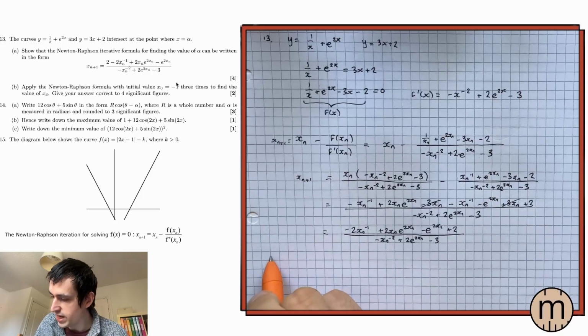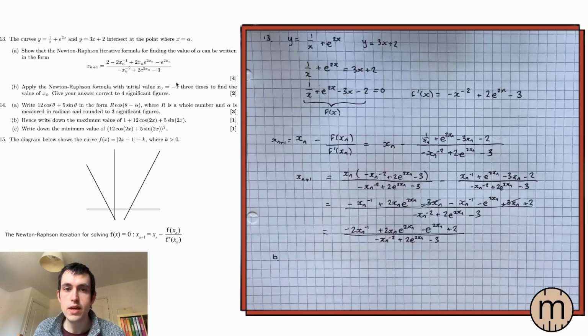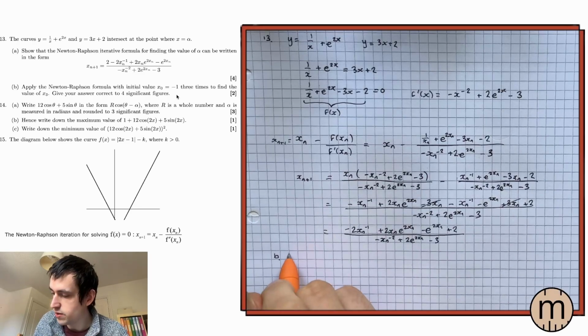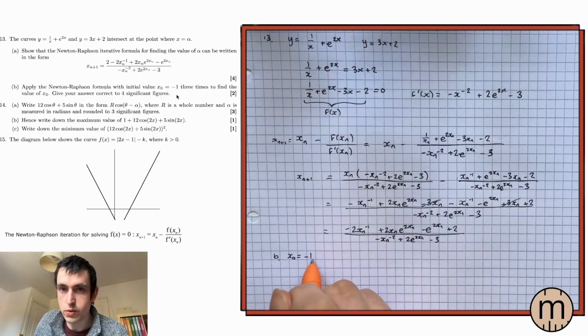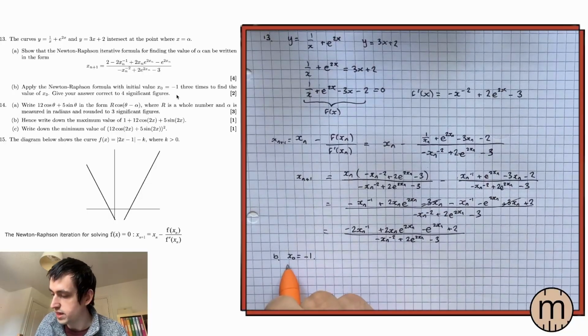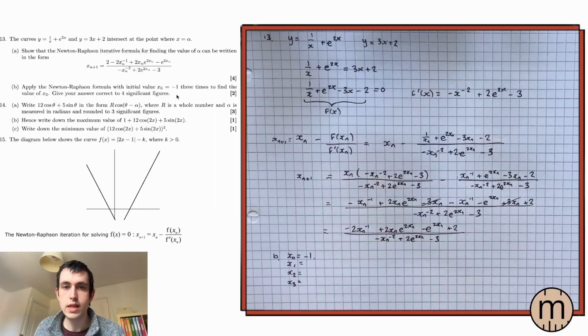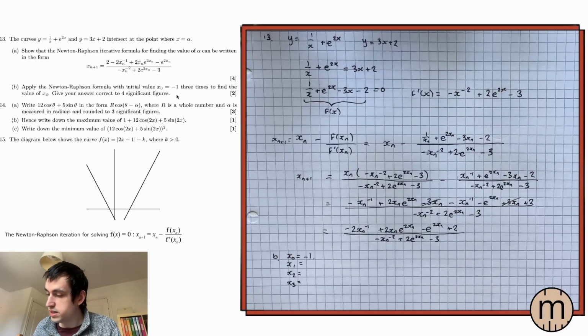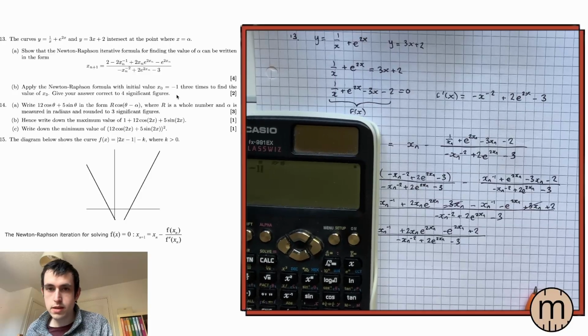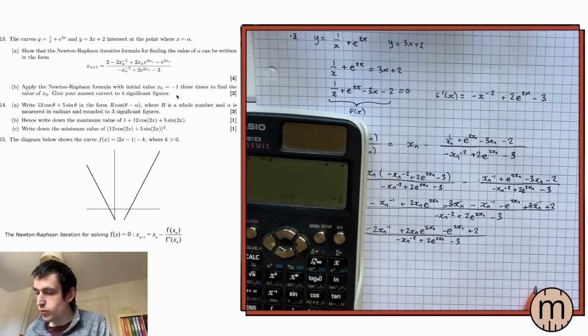For part B, we get to use the formula now. We want to apply the Newton-Raphson method. x0, we're told, is equal to minus 1, and we're told to do it 3 times. So once, twice, 3 times. And essentially, we just put it into the calculator and hope for the best. So if we sub in minus 1 and press equals, that will save it as our answer. And then all we need to do is rewrite this whole thing.